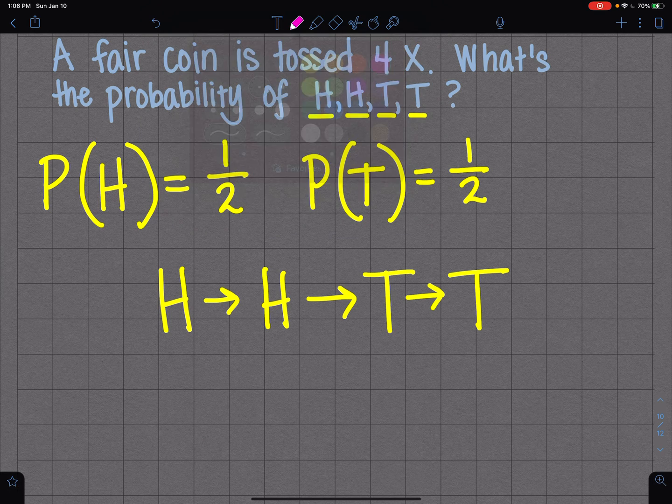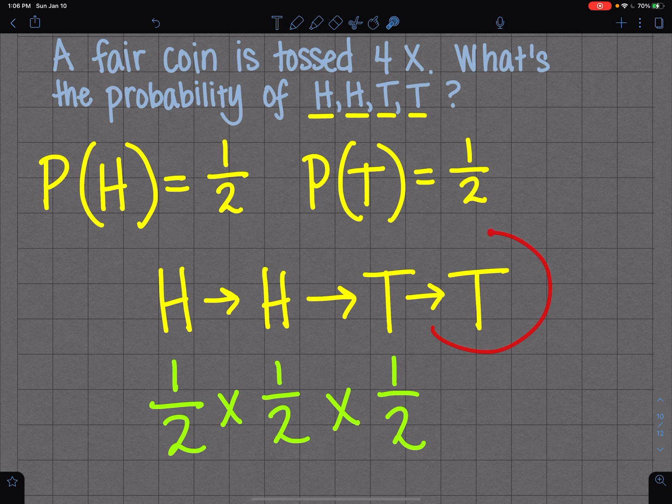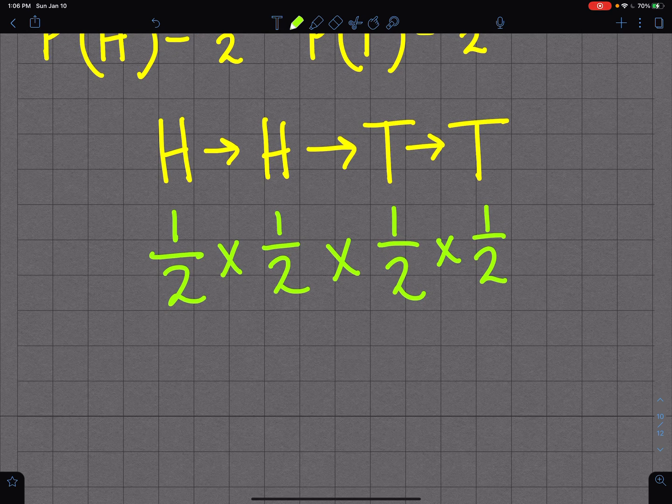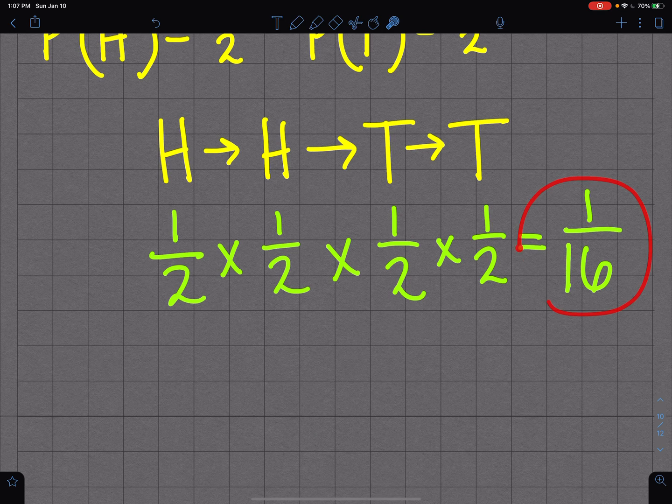So I'm going to write 1/2. Let's do it with this right here. Now I'm going to multiply it by the probability of H happening, which is also 1/2. Then I'm going to multiply it by the probability of tails happening, which is also 1/2. Then I'm going to multiply it by the probability of tails happening again, which is 1/2. And if I want all the coins to go in that order, heads, heads, tails, tails, the chance of that happening is 1/2 times 1/2 times 1/2 times 1/2. And you can see that that number is getting a lot smaller. So the chance of heads, heads, tails, tails is 1 out of 16.